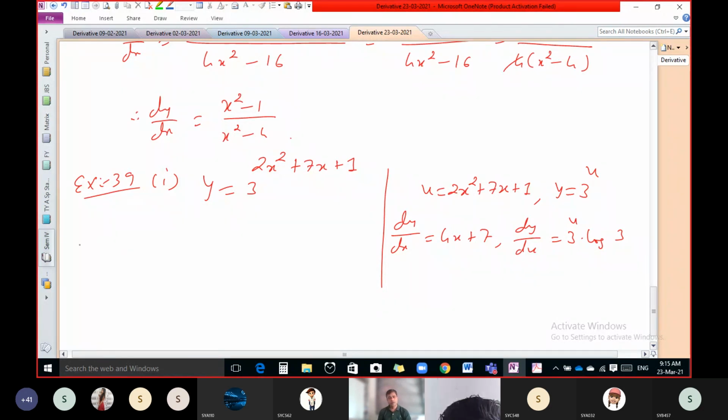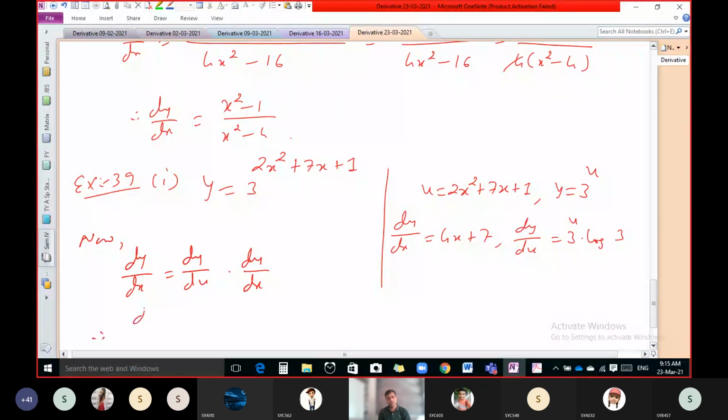So now dy by dx. According to the chain rule, dy by dx should be dy by du into du by dx. So dy by dx equal to 3 raised to u into log 3 into du by dx. What is du by dx? That is 4x plus 7.